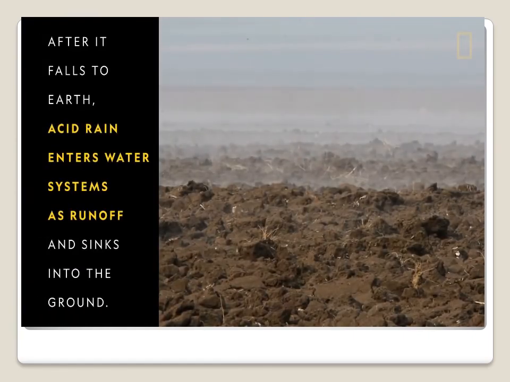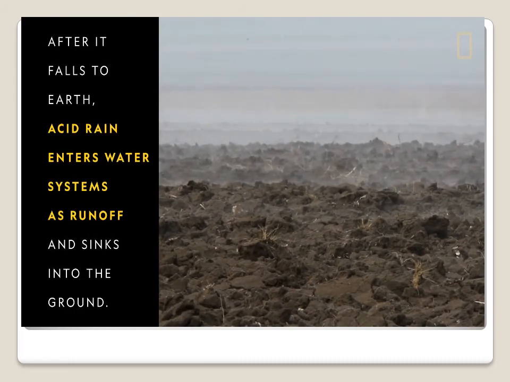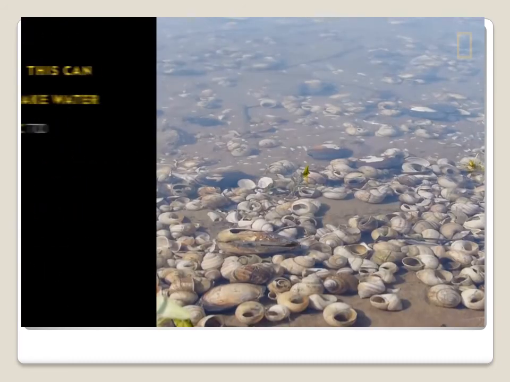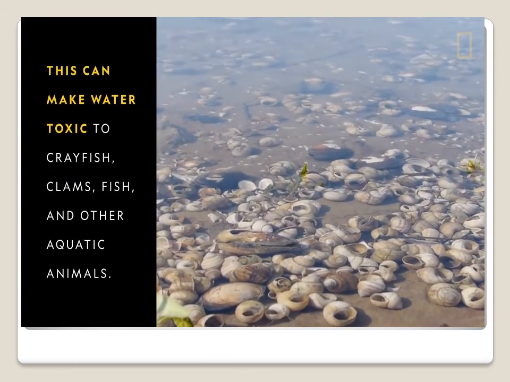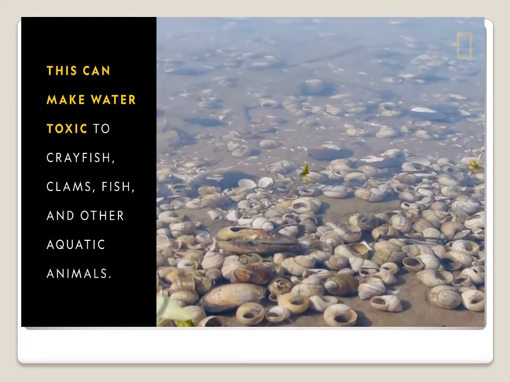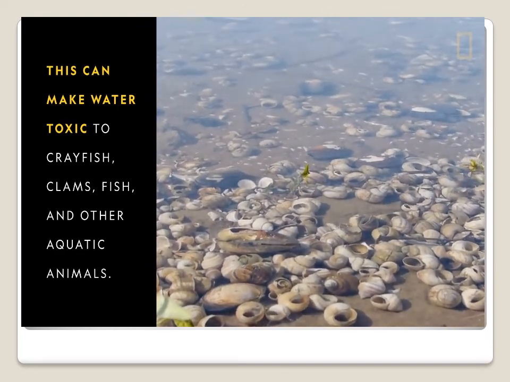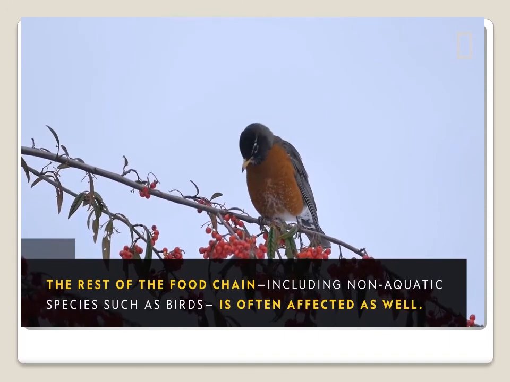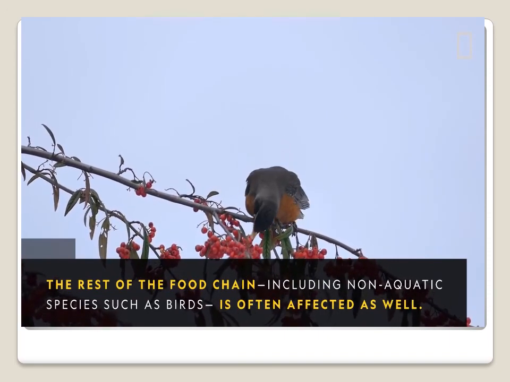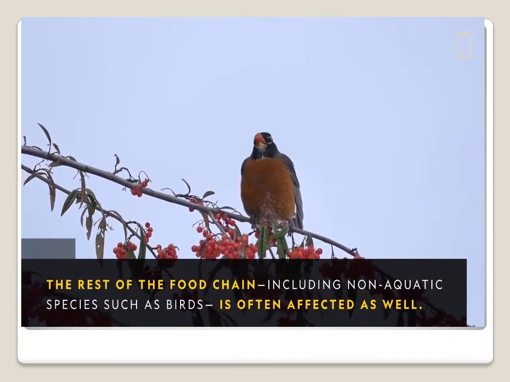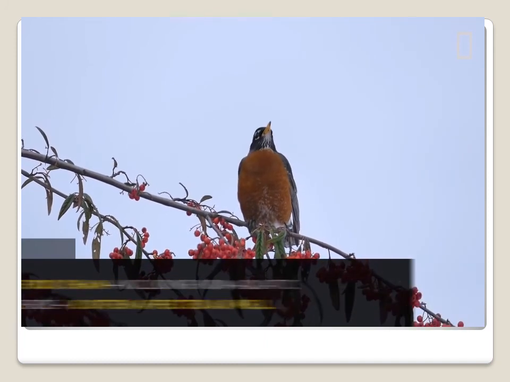After it falls to Earth, acid rain enters water systems as runoff and sinks into the ground. This can make water toxic to crayfish, clams, fish, and other aquatic animals. The rest of the food chain, including non-aquatic species such as birds, is often affected as well.